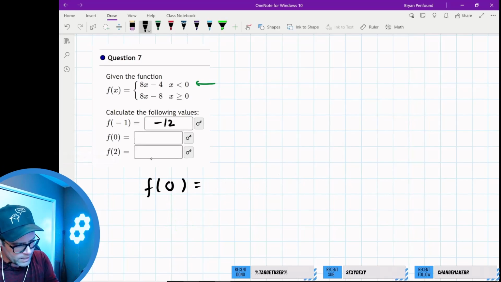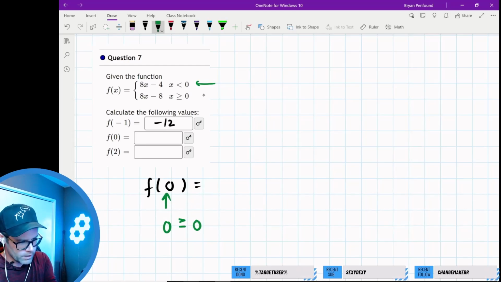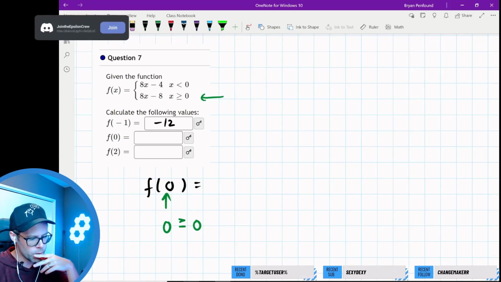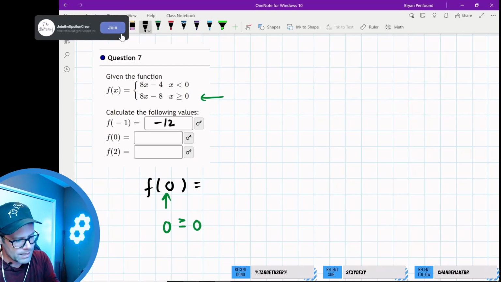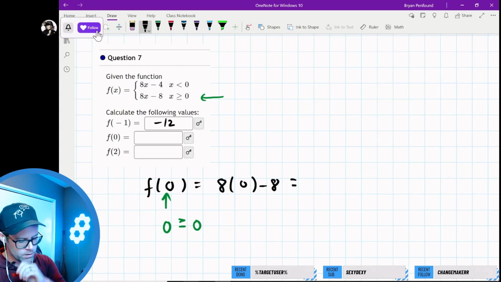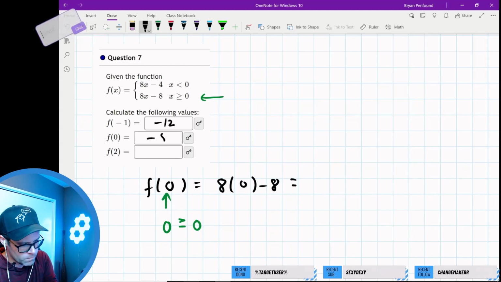Next up, we're looking at 0. So again, we're going to look at this x value. 0 is going to fall on this particular piece. 0 is indeed greater than or equal to 0, so we're going to use the 8x take away 8 part, and that should give us -8.